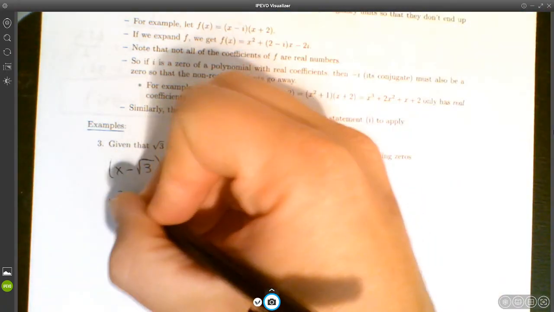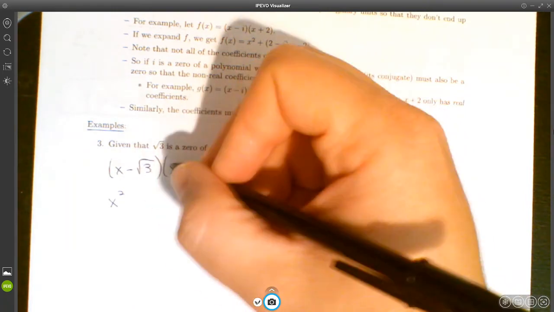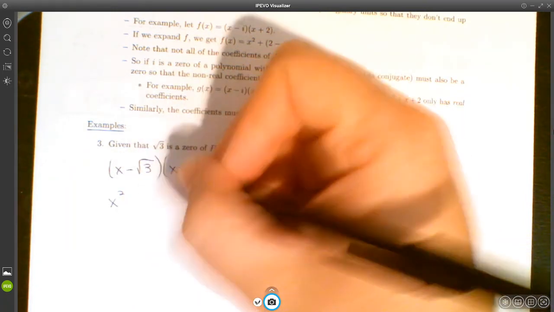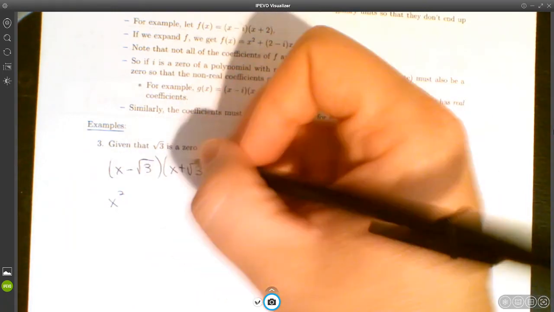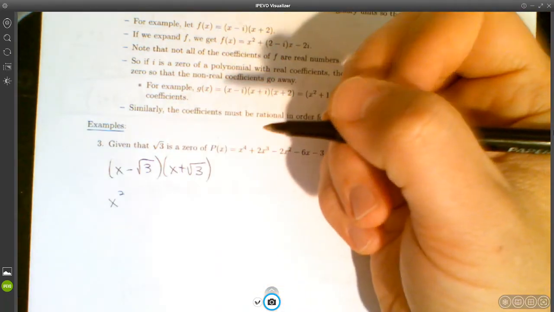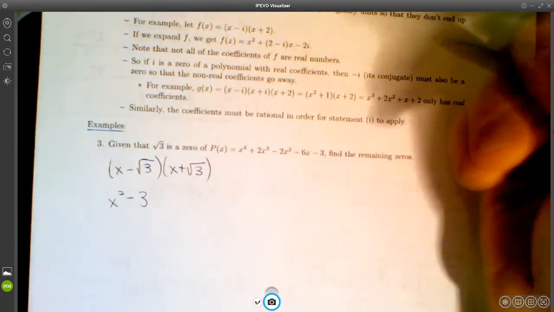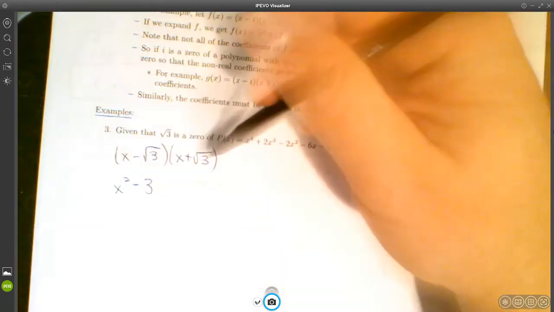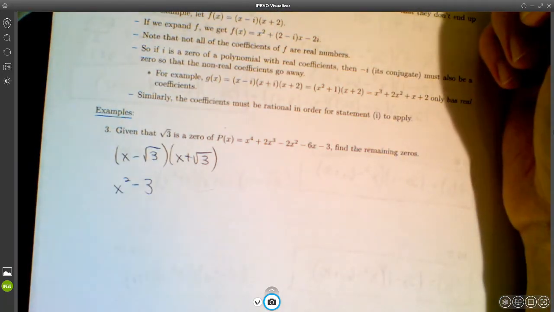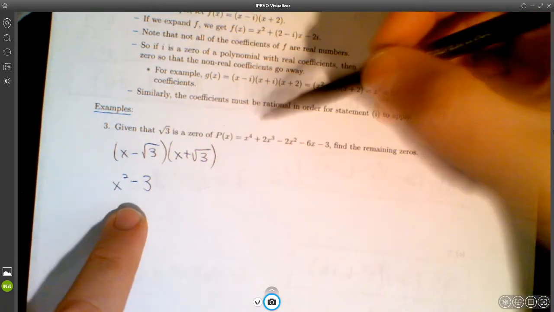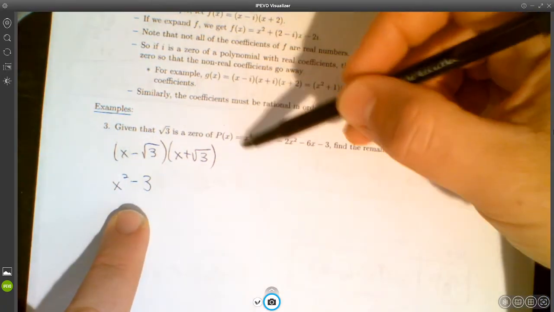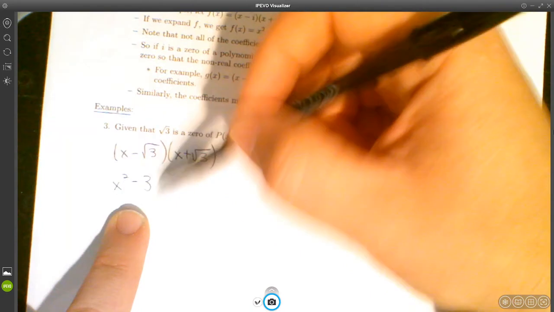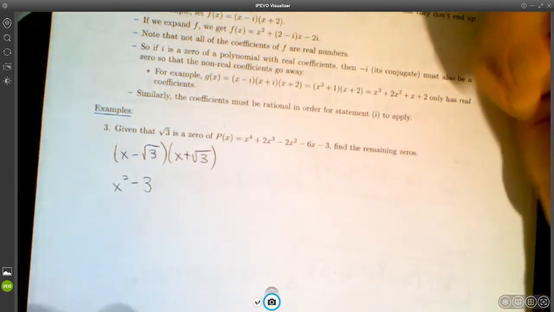I get x squared minus root 3x plus root 3x, and the root 3x terms cancel. And then minus root 3 times root 3 is just a 3, right? So this whole thing multiplies out to be x squared minus 3. And now I can divide p of x by this polynomial to see what I'm left with.